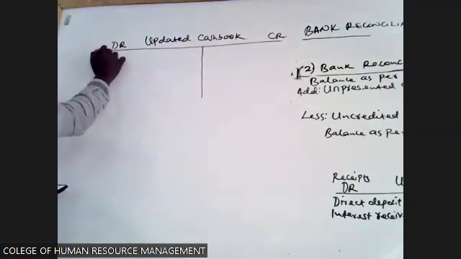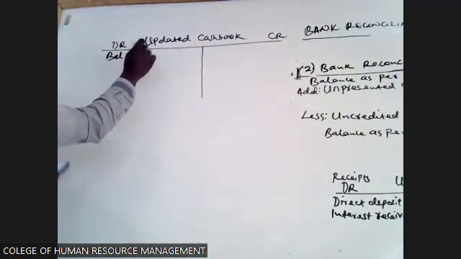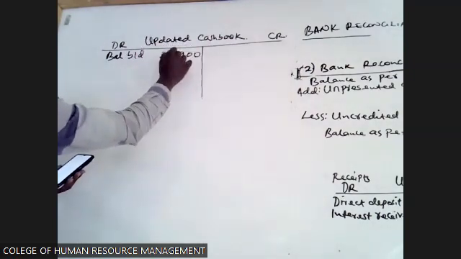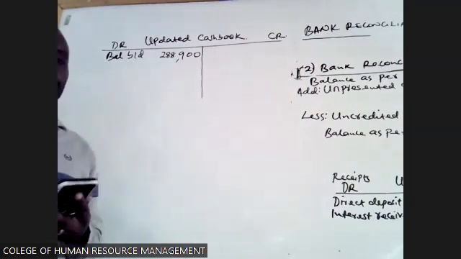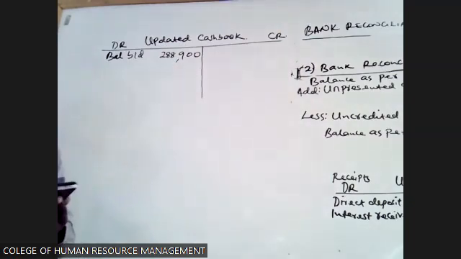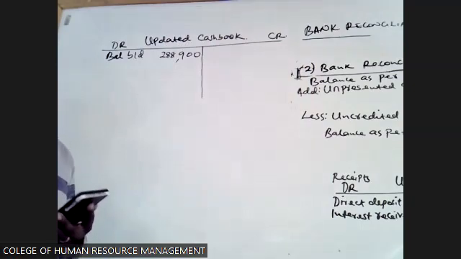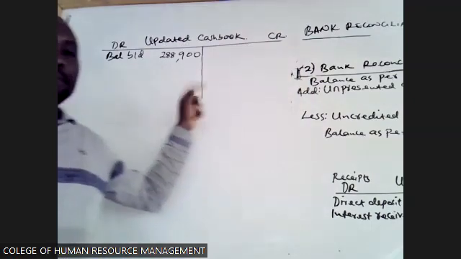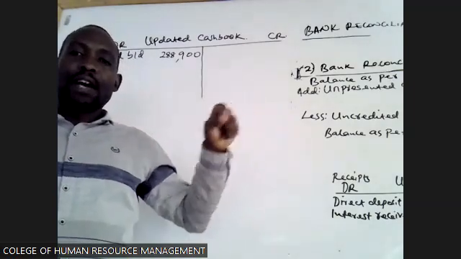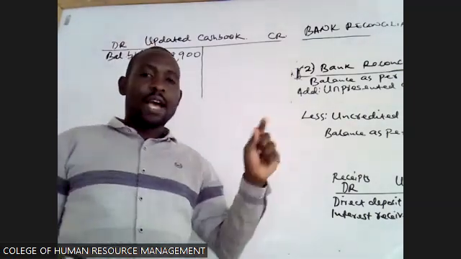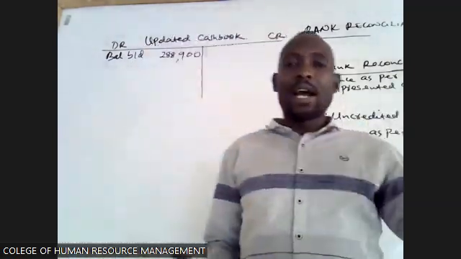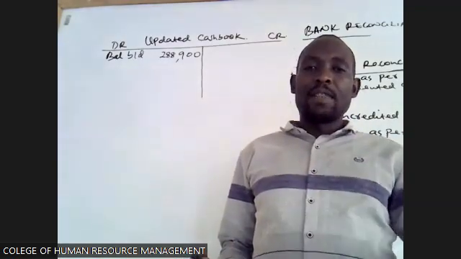So put it here, 288,900. Once it is there, we can now have other discussions. We are updating the cash book. I repeat my statement: when updating the cash book, use items that are in the bank statement but missing in the cash book.